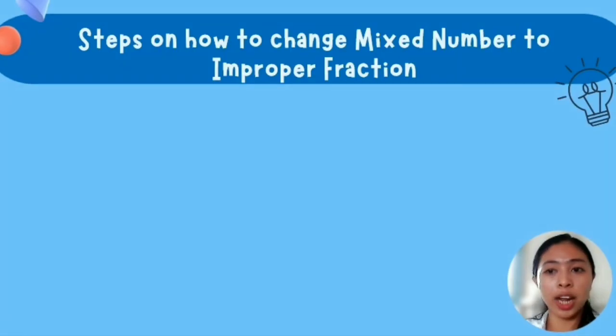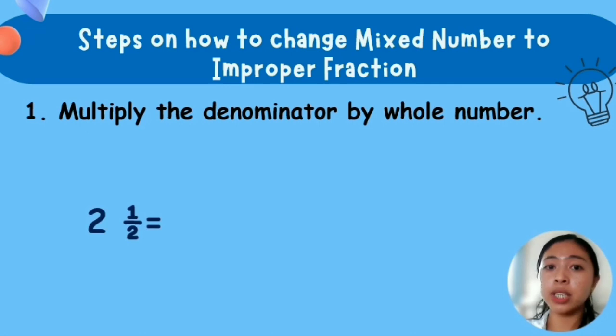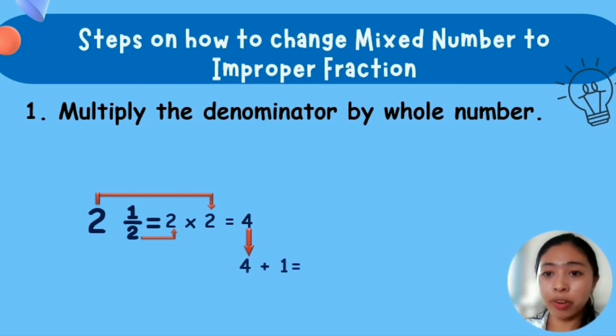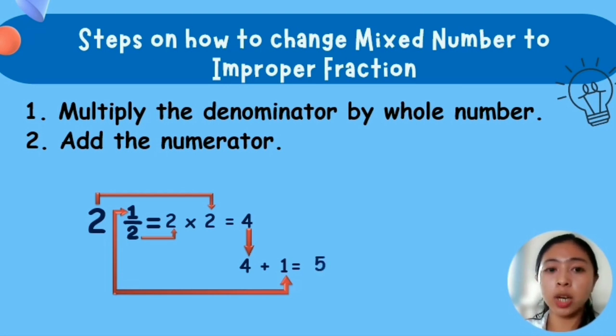Steps on how to change a mixed number to an improper fraction. First is to multiply the denominator by the whole number. The given mixed number is 2 1/2. We multiply the denominator, which is 2, to the whole number, which is 2. So 2 times 2 is equal to 4. The second step is to add the numerator. The numerator here is 1. So 4 plus 1 is equal to 5.